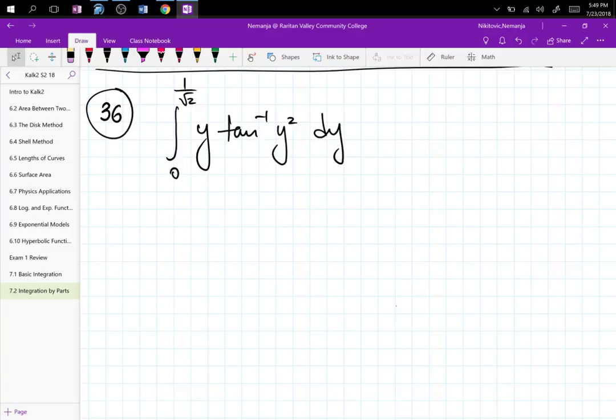The answer is root 2. What do you usually make u? You make u the bigger thing or the smaller thing for the u sub? I think by parts.